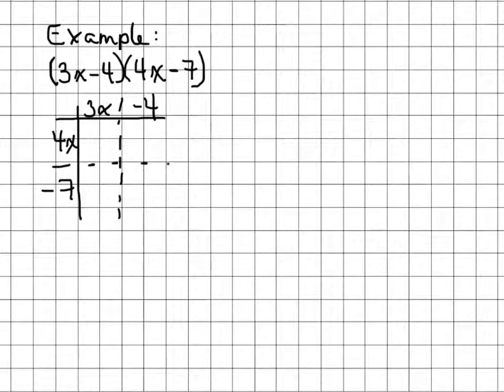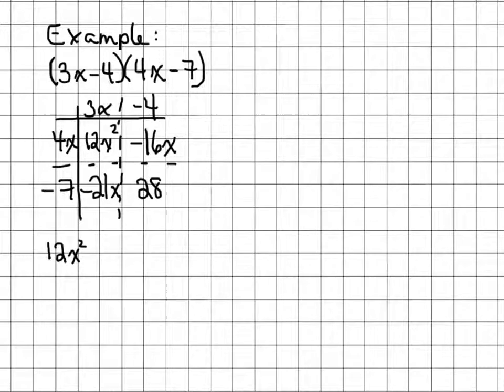So making my chart, I have 12x squared when I have 4x times 3x. 4x times minus 4 is minus 16x. Minus 7 times 3x is minus 21x. And minus 7 times minus 4 is 28. So that's the expanding part. Now simplifying, I have 12x squared minus 16x minus 21x plus 28.